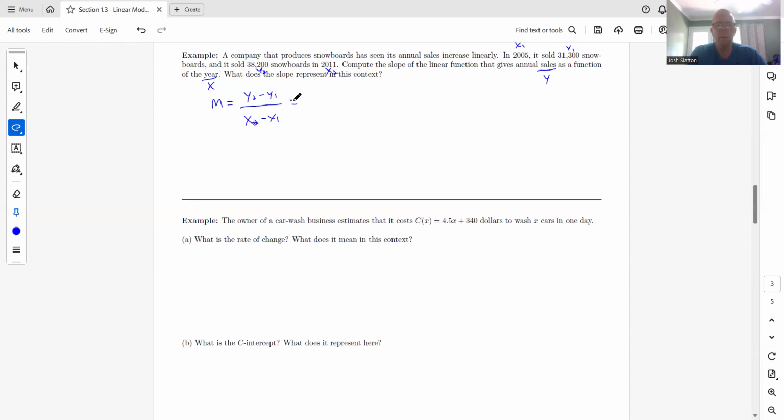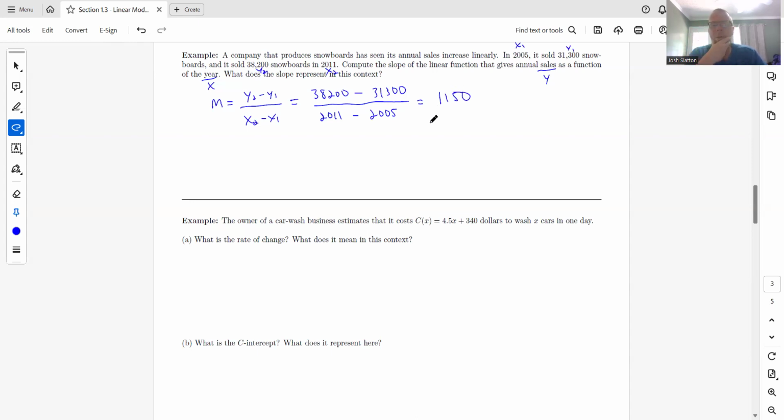So we have 38,200 minus 31,300 over. Now make sure you get these two in the right order. So 2011, that's the sales with 2011, and then minus 2005, that's the sales for 2005. And we should get 1150. So that is our slope.